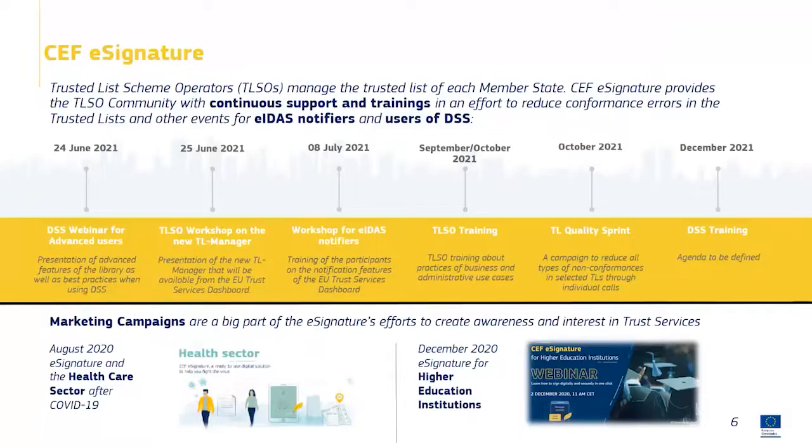Then in October, there will also be the TL quality sprint. There were already some TL quality sprints this year and last year. It's a campaign to reduce all types of non-conformance in some trusted lists through individual calls with, in particular, Jean-Emmanuel.